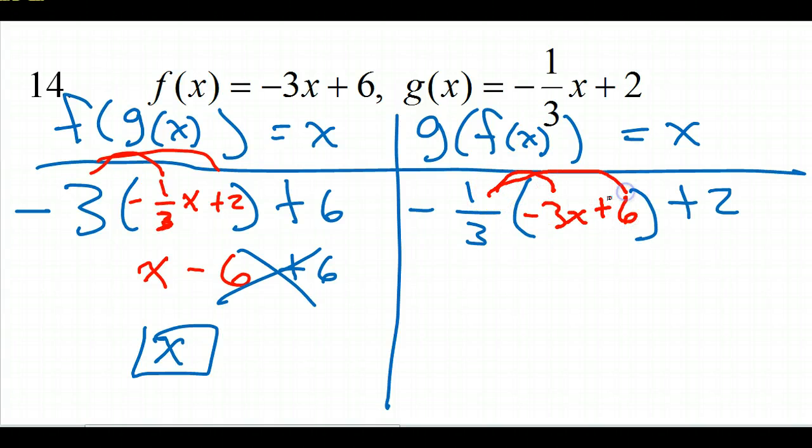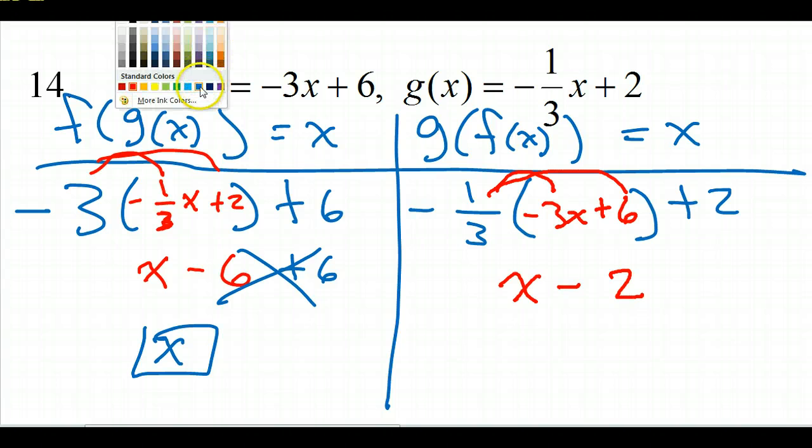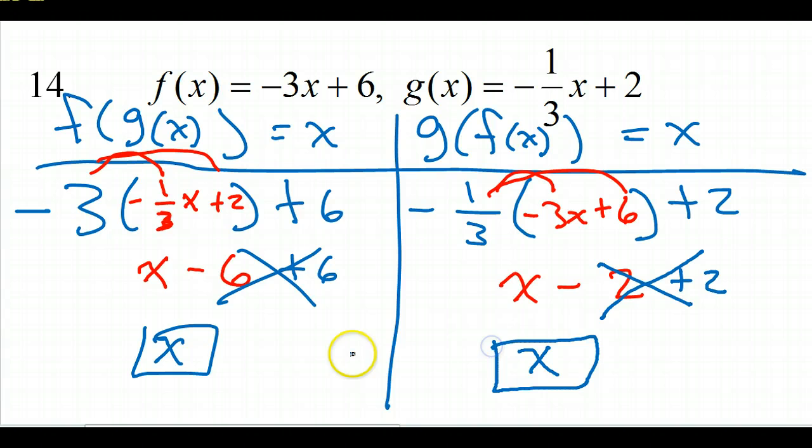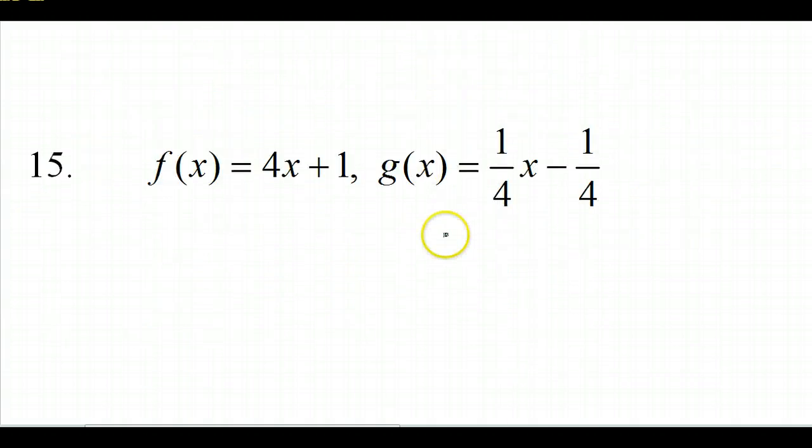When I do my distributive property, negative 1/3 times negative 3 is 1. So that's just x. Now, Noah, what's negative 1/3 times 6? It's negative 2. And then I just bring down the blue 2. And those cancel each other out. And once again, I get x. So since I got x both ways, that proves that these are inverses. I think there's one more.